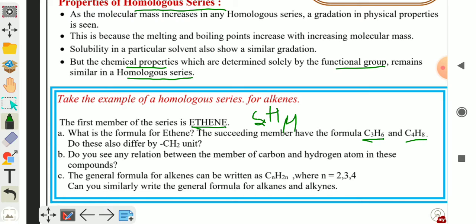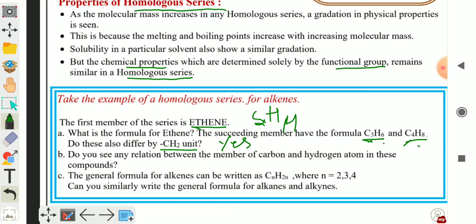Do these also differ by CH2? Yes. All members of a homologous series differ by CH2 unit. Here the carbon atoms are 3, then 4. So carbon atoms increase by 1 and hydrogen atoms increase by 2. So they differ by CH2 unit.